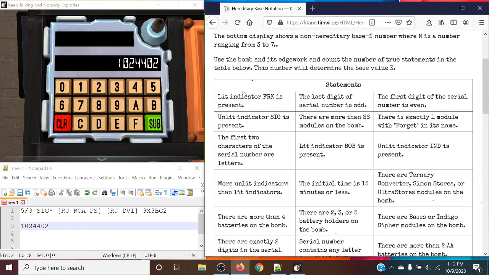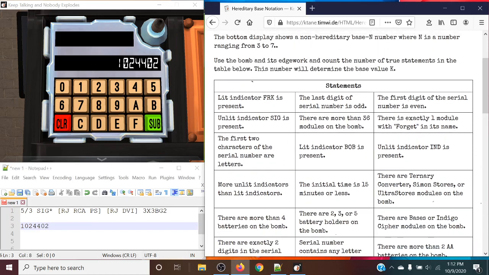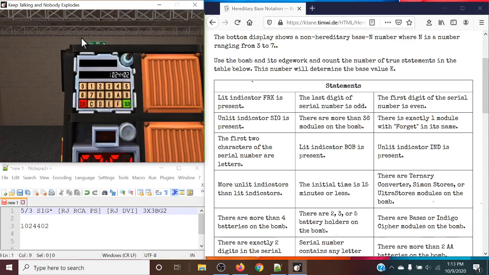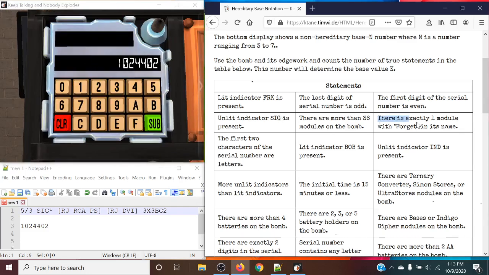So let's go through these statements. Let's figure out what's true and what's not. Lit FRK present? Nope. Last digit of the serial number is odd? No, it is even. There's a 2. First digit of the serial number is even? No, it is odd. It's a 3. An unlit SIG present? We have a lit SIG present, and that is it. That is not true. More than 36 modules? Nope. That's hereditary on the BOM. Exactly 1 module with a forget in its name? Nope. The first 2 characters of the serial number are letters? No, there is a number in the first position.